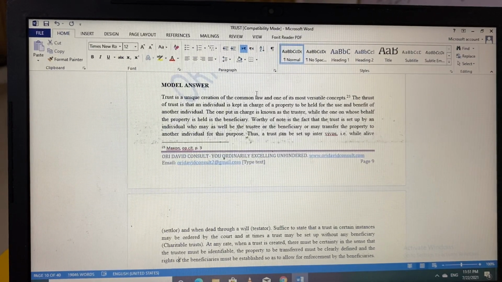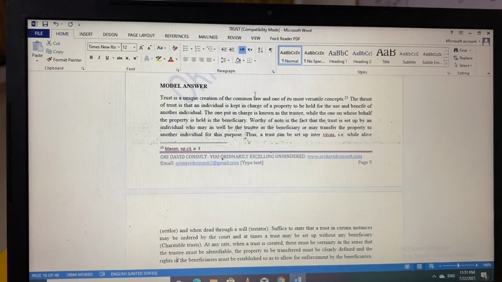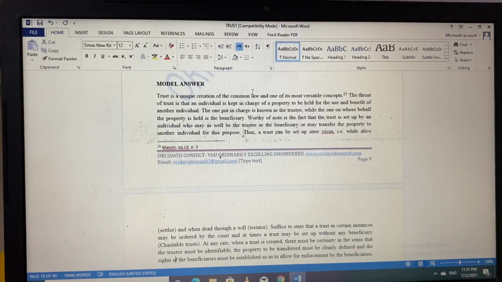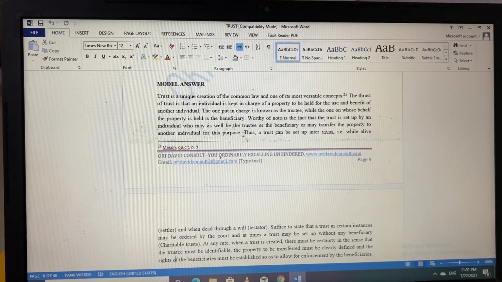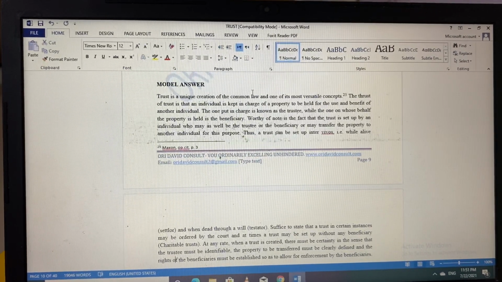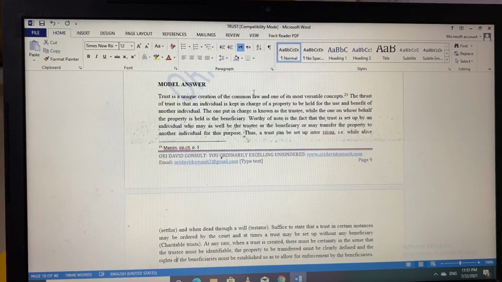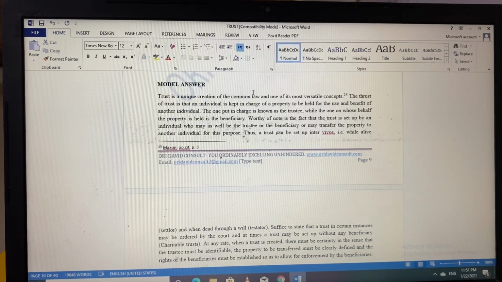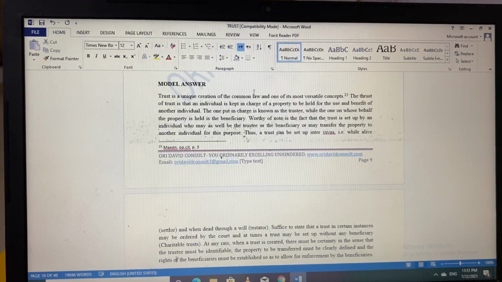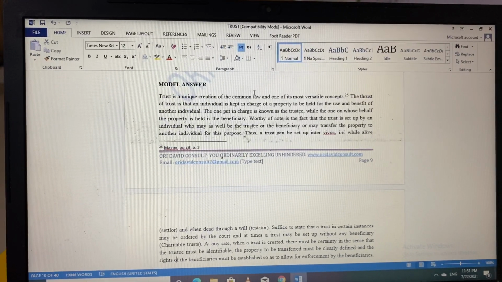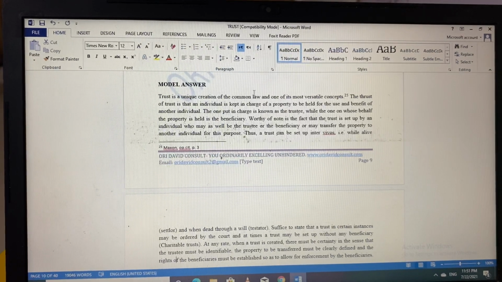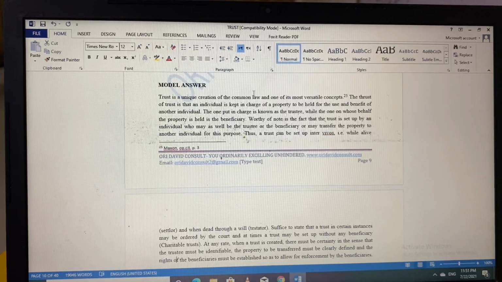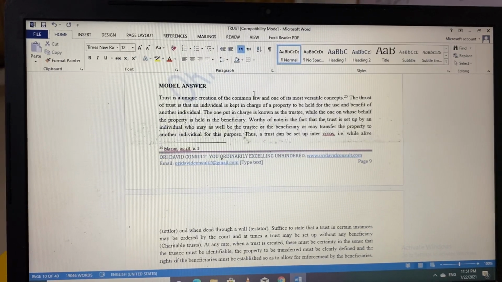And the person putting you in charge of the property is not even saying that you are to use this property to your own benefit. No, the person is saying that you are supposed to hold, to manage this particular property for the benefit of another individual. So the person who is the original owner of the property can either be the settlor or the testator. I've explained these two concepts. And the one put in charge of the property is known as the trustee, while the one on whose behalf the property is held is the beneficiary.